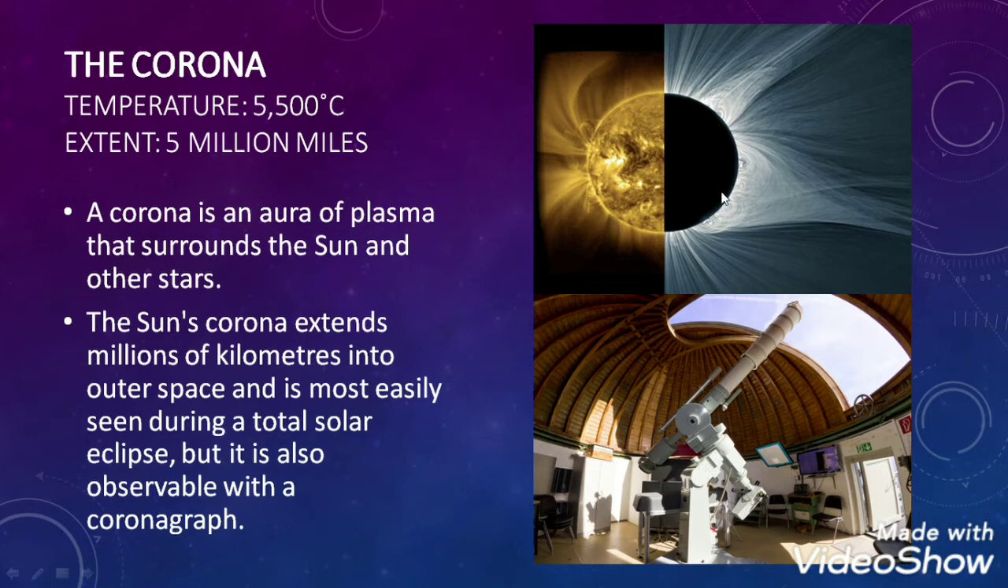So in this picture, as you can see, this is the actual corona that we cannot normally see, and it is always visible during a total solar eclipse like this one. But we can also see the corona by this type of telescope, which is known as the coronagraph.